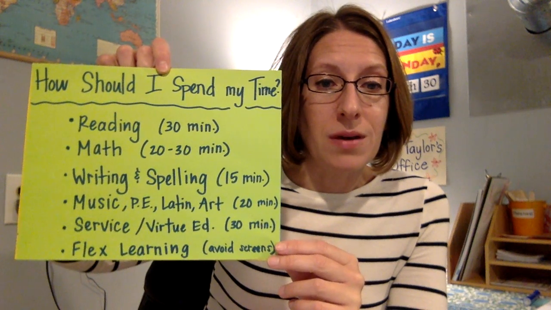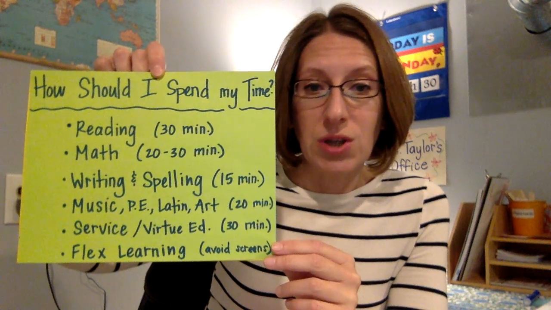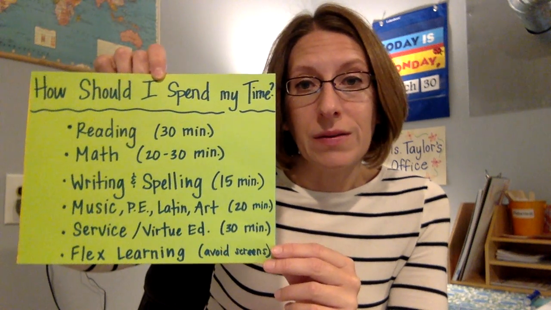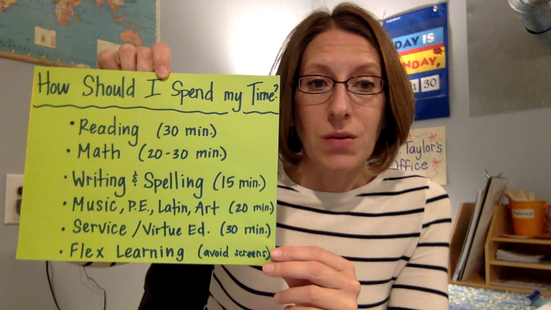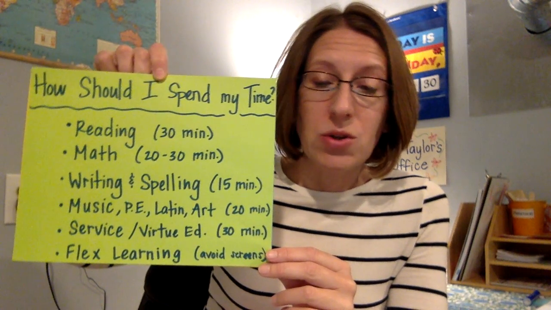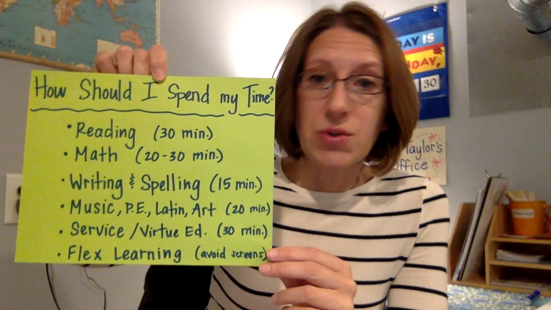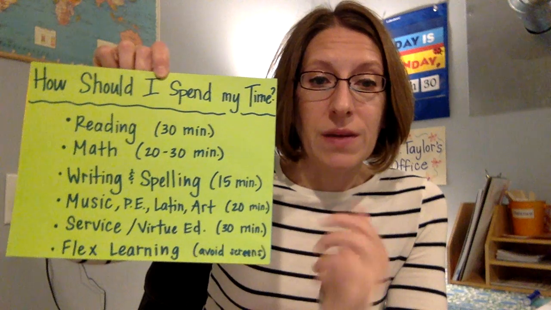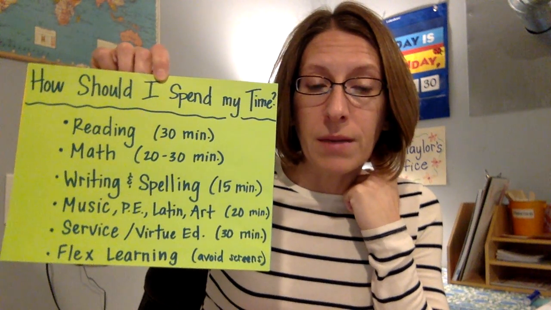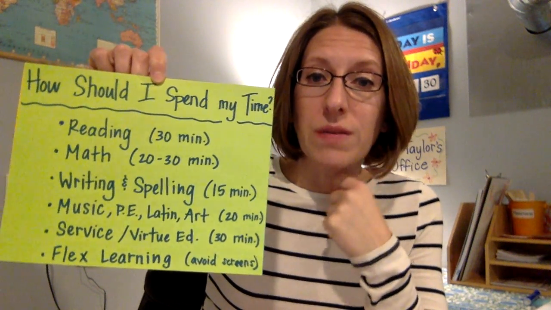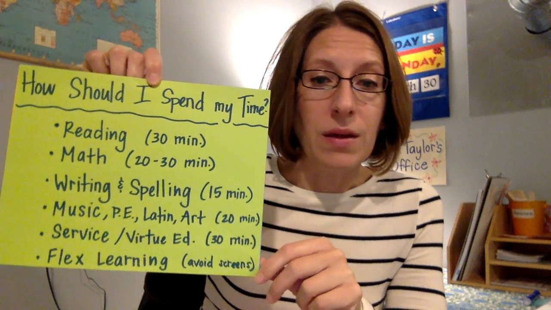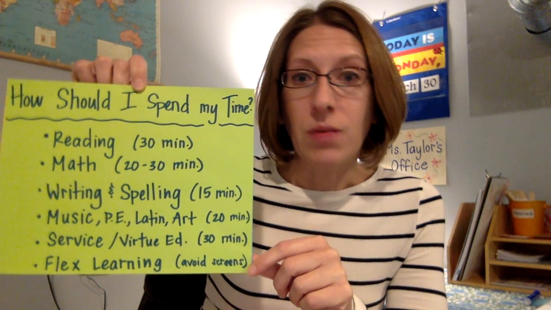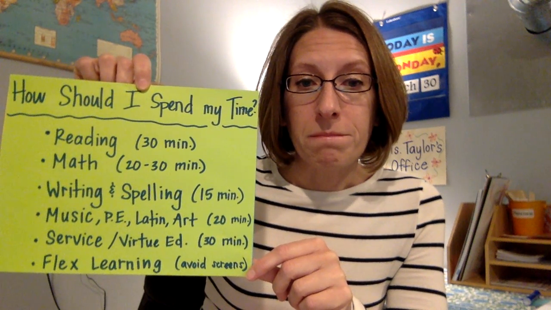And then some kind of service learning, virtue education, and this could be any kind of act of kindness. Could also be helping your family and doing chores and housework and things like that, just serving each other. And then the rest of the time we're setting aside for flexible learning. And that means during that time you should avoid screens. And this could be anything from playing puzzles, building things, being creative, things like that.